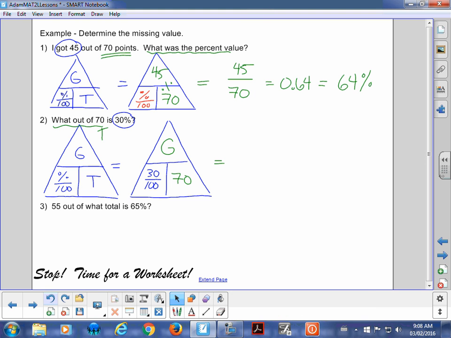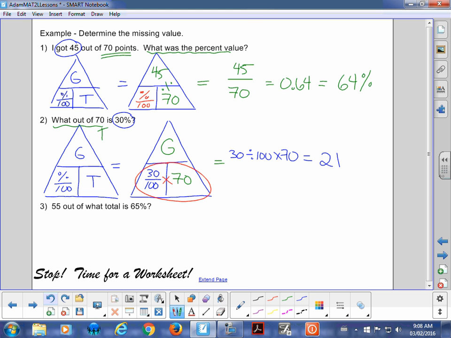All right. How's the triangle work? They're side by side. So that means I'm going to use multiplication. So I'm going to punch into my calculator, 30 divided by 100 multiplied by 70. And you punch that into the calculator and you get 21. So that's what I got. Therefore, I got 21. All right.